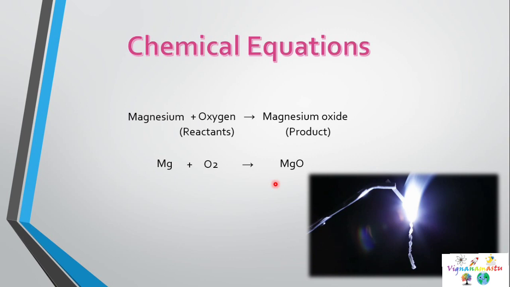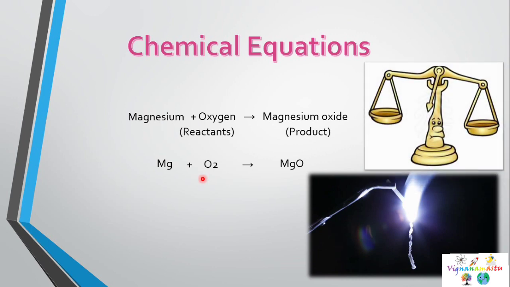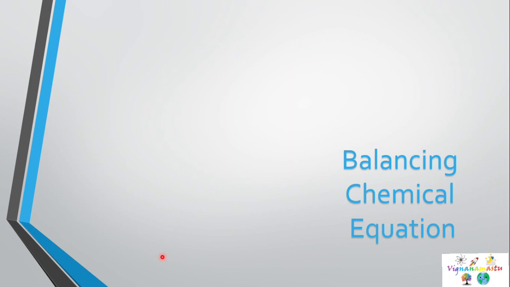So is this chemical equation complete? There is something missing here. What is it? Yes, the balance. There is no balance in this chemical equation. Why is it so? Because you can see in the reactant side, oxygen, there are 2 atoms, but in the product side, only 1 atom. So, we need to balance it because it should follow conservation of mass, which states that mass can neither be created nor be destroyed. So, let's see how to balance a chemical equation.